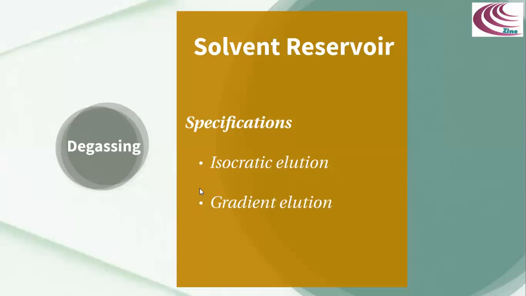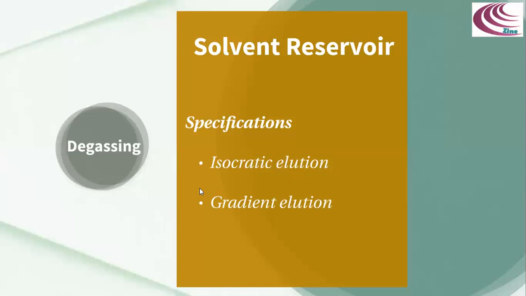So, be clear about the concept of isocratic elution and gradient elution. Isocratic elution represents a single solvent, whereas in gradient elution we can use two or more solvents during analysis. A solvent reservoir should be inert to a variety of solvents like water, methanol, acetonitrile, which are commonly used in HPLC. Hence, usually glass and stainless steel reservoirs of around 500 to 1000 ml, that is 1 liter capacity, are used.